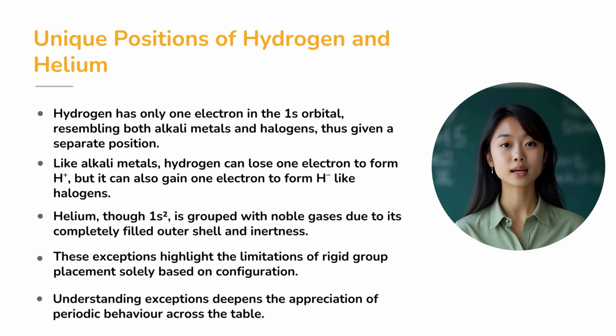Helium, on the other hand, has a configuration of 1s2, which suggests it should be in the s block. But because its shell is completely filled, helium behaves like a noble gas, inert, unreactive, and stable, so it's placed in group 18. These special placements remind us that periodic classification is not just about counting electrons, but also understanding how elements behave in real chemical environments. Exceptions like these bring depth to the periodic table and show that chemistry, while systematic, always has room for nuance.